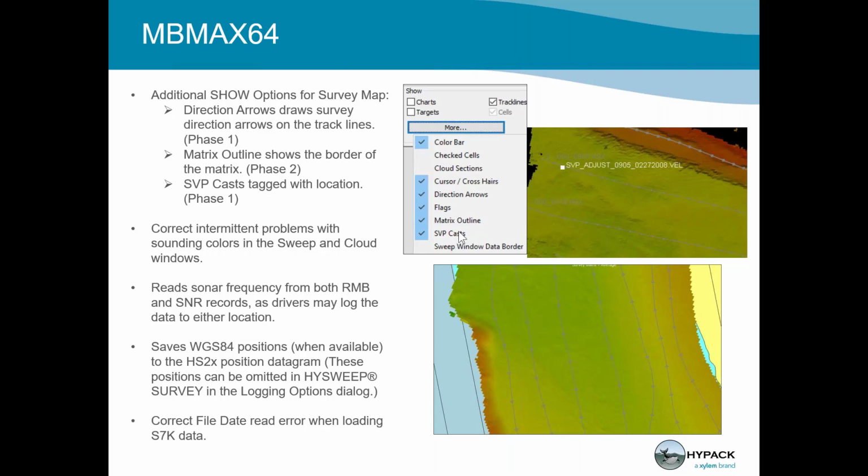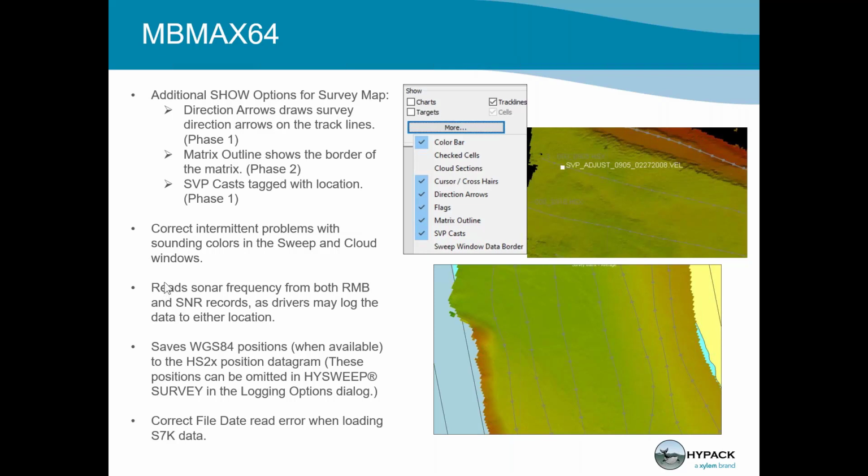You can actually display the sound velocity cast. So with a lot of these newer systems, when you collect sound velocity, like the Castaway, the Valeport, and the AML Bluetooth and Wi-Fi versions that they have, they actually have a built-in GPS, so we store the GPS position of the cast. So we can display the location of those sound velocity casts on the screen also. Another nice feature.